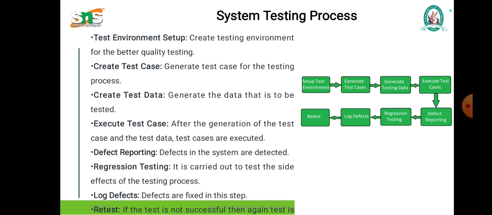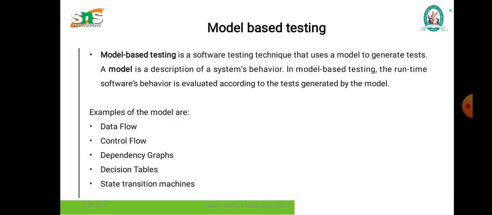And the last one, retest. In this step, if the test is not successful, then the test is processed again. So these are the processes of system testing.